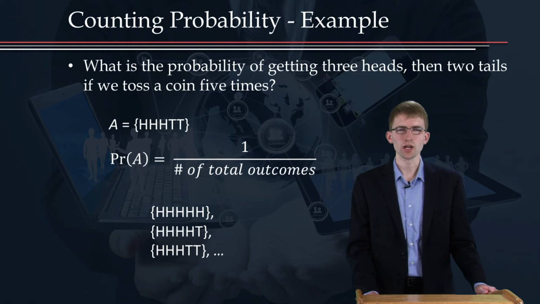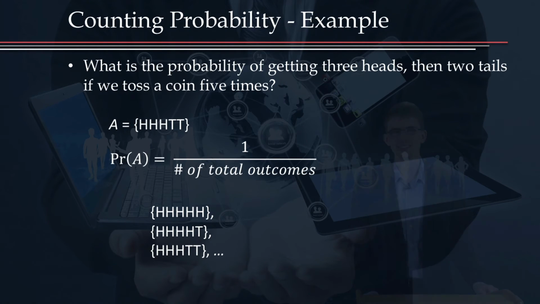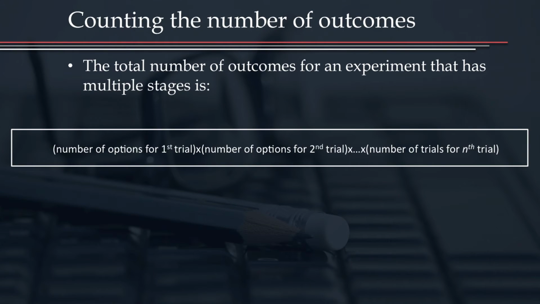And in order to do this, one way I could think about counting is just listing everything out. So I could start with the outcome of heads, heads, heads, heads, heads, and then heads, heads, heads, heads, tails. But because I already know the number of outcomes, I know that this is going to be quite tedious. Luckily, there's a different way. Whenever we have an experiment that progresses in stages, a way to count the total number of outcomes is just by multiplying across the stages. So the number of different options for the first trial times the number for the second trial, etc.